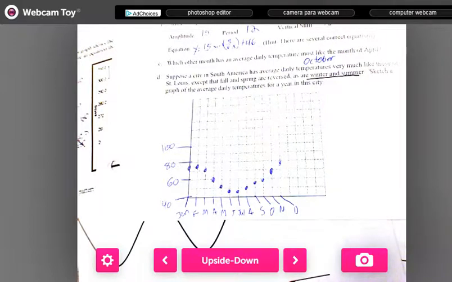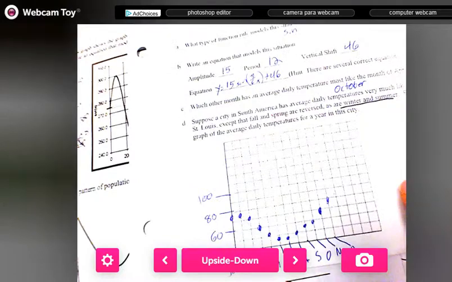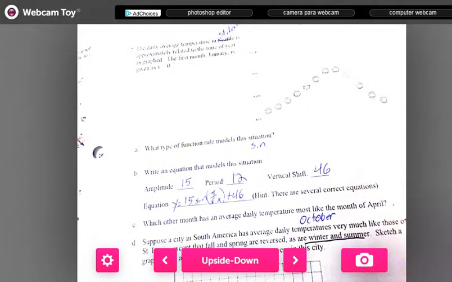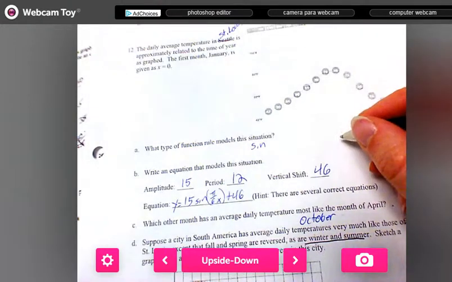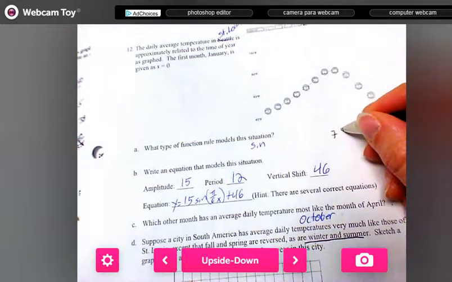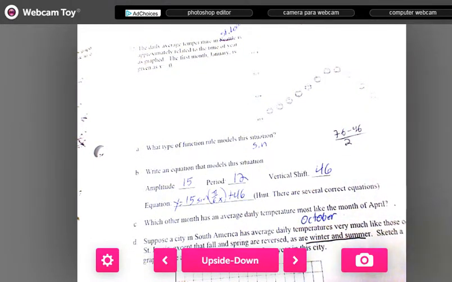How did you get the amplitude of 15? How did I get the amplitude being 15? Okay, let's see. I took the bottom, which was 46, the top is 76, so I went 76 minus 46 divided by 2. That gives me my amplitude. You take the max minus the min divided by 2, and that gives you the amplitude. Any other questions on this?